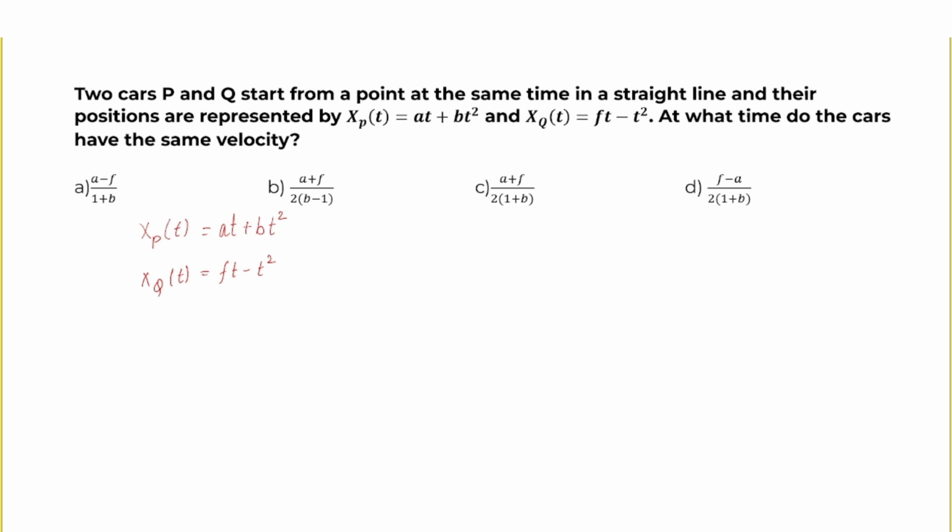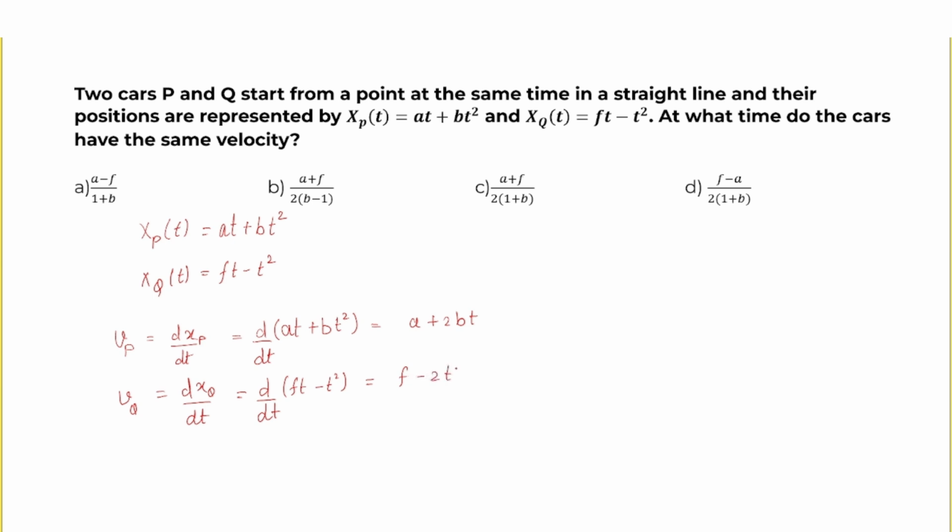So first we will find the velocity of car P. Velocity of car P will be equal to the differentiation dx by dt, and x will be here xp. So let's differentiate it. That will be d by dt of xp, which is at plus bt square. When you differentiate it, you will get a plus 2bt. And here vq is the velocity of the second car, equal to dxq upon dt, and xq we have is ft minus t square. When you differentiate this, you will get f minus 2t.